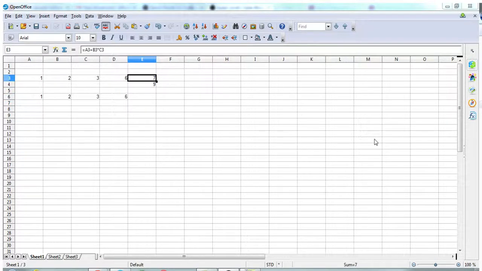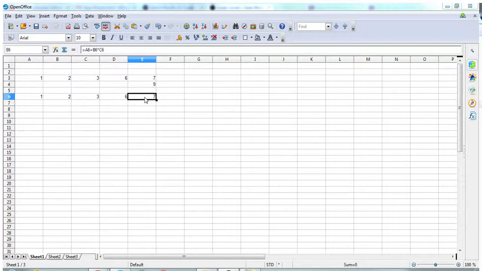Now if we have a look at this formula up here, we can see it is adding cell 1, cell 2, and then multiplying by 3, and that's the result it produces because of the way precedence works in maths. Just replicate that here. One plus two times three.